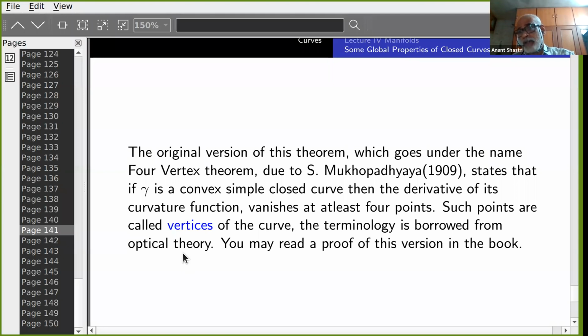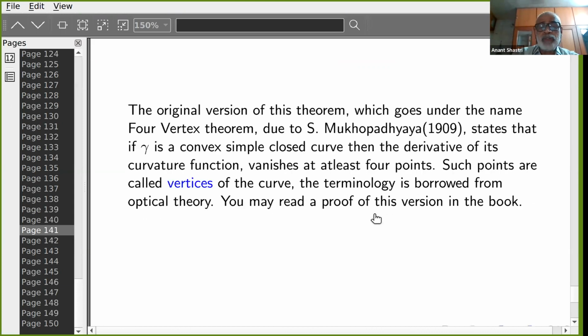C.V. Raman spent a lot of time in Calcutta also. Okay. So it was those days wherein there was no difference between any scientist, be it mathematician, astronomer, or a physicist and so on. They did many things together. So we may read a proof of this version in the book. This is the simpler version, there is a simpler proof in the book. So let us go ahead now, okay?